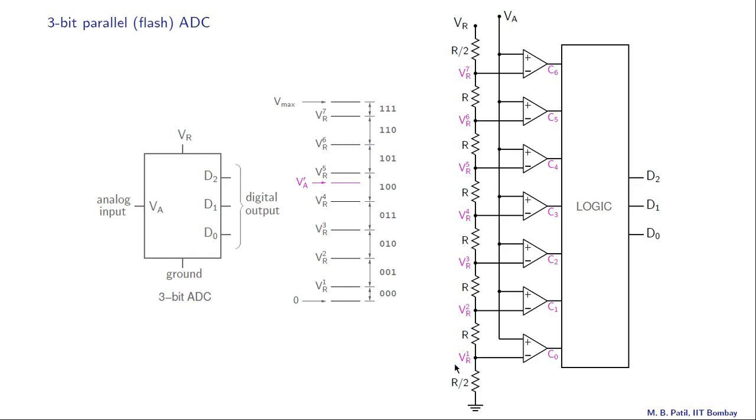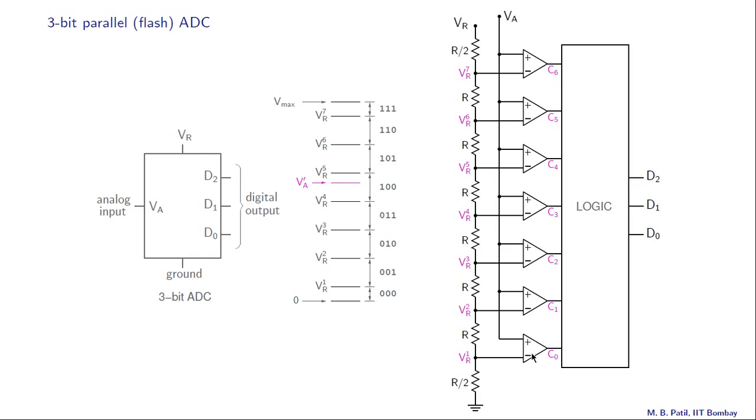For example, Vr1 would be R by 2 divided by this total resistance multiplied by Vr. What is the total resistance? We have R by 2 here, then we have 6 of these R's, so that means 6R, and another R by 2, so that is 7R in all. So, Vr1 would be R by 2 divided by 7R times Vr. Vr2 would be 3R by 2 divided by 7R times Vr, and so on.